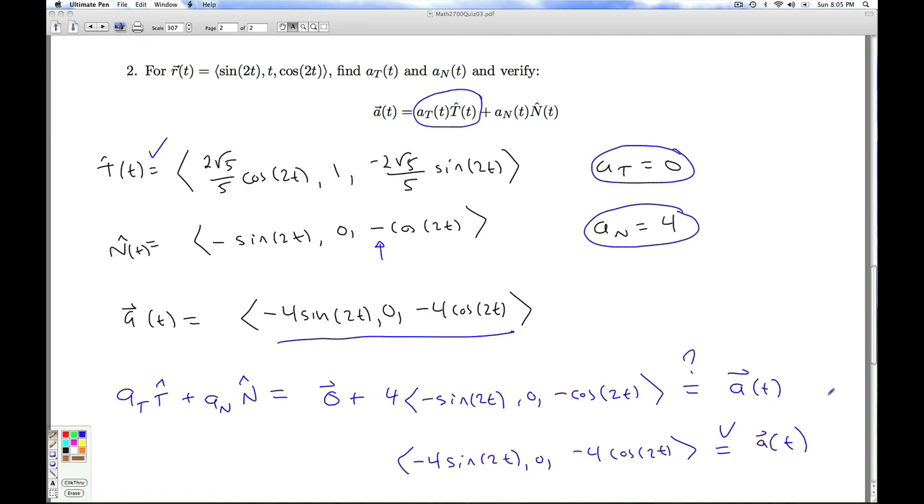Okay. And what's nice about a helix is that you can actually get at all these things without doing a horrendous amount of Calc 1 and algebra to do it. So that'll do it then for checkpoint quiz 3.